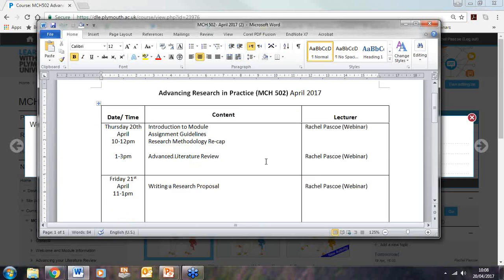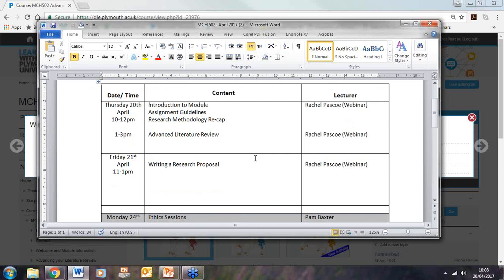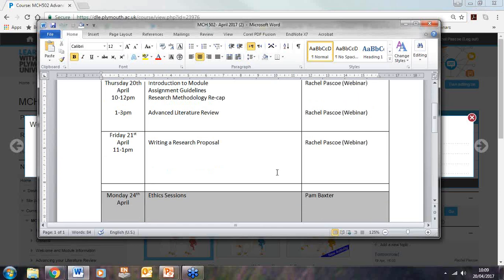Then this afternoon we're going to look at the literature review, advanced literature reviewing, and so taking what you may have undertaken in the first module and adapting it, or developing a literature review to focus on your research proposal. And then tomorrow from 11 till 1, we're going to be talking about writing the research proposal. So actually exactly what you need to think about in each of the sections for the assignment guidelines, so that you can submit your research proposal.